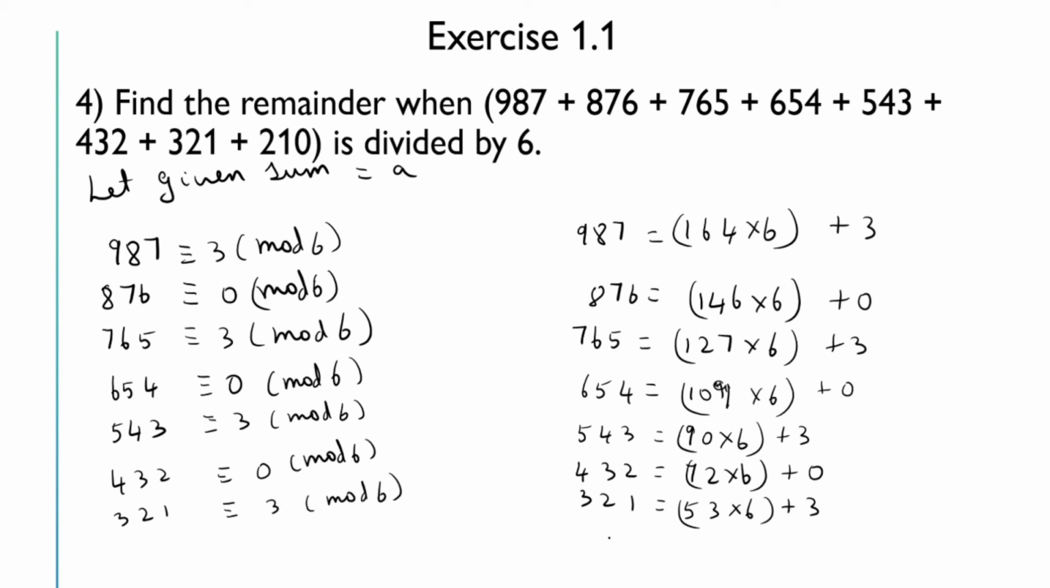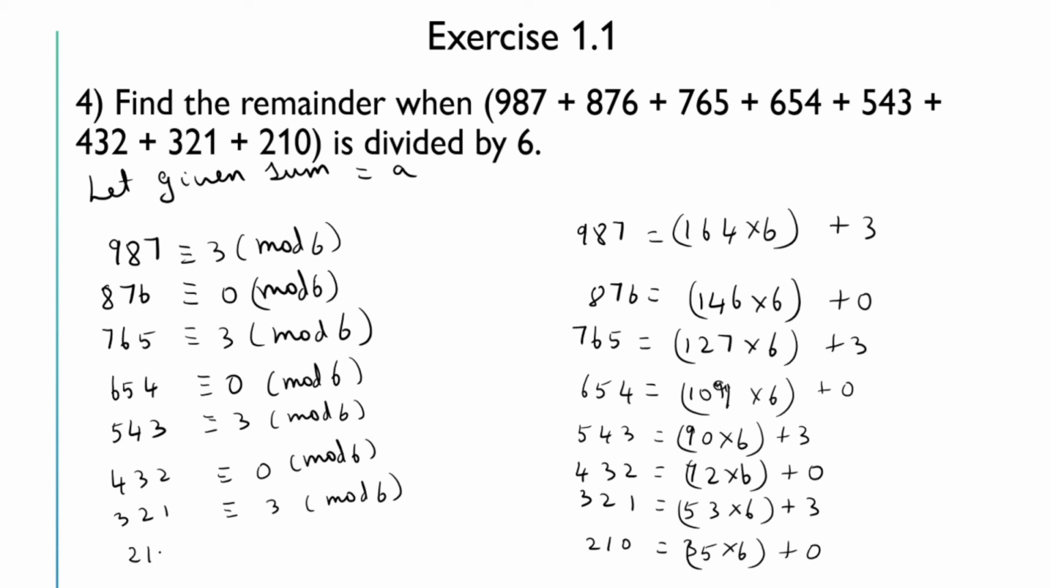The next number is 210. Again, if you see, when you add the digits, the sum is 3. 3 is divisible by 3. So 210 is divisible by 3 and it is an even number. So this is divisible by 6. So directly you will get the remainder 0 only, or we can also check. So 210 is equal to 35 into 6 plus 0.